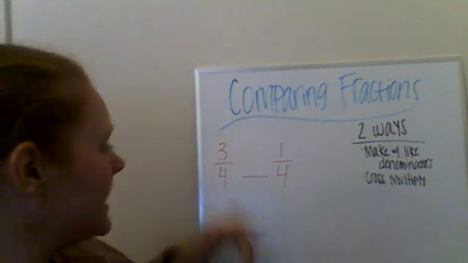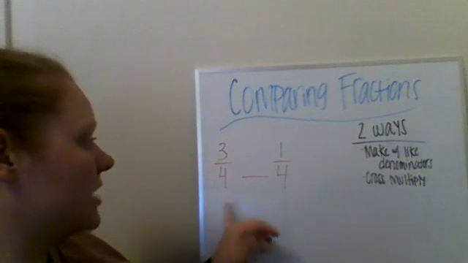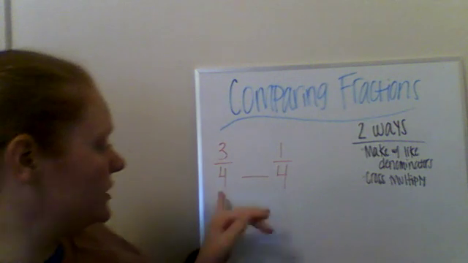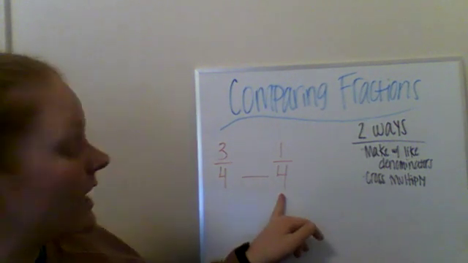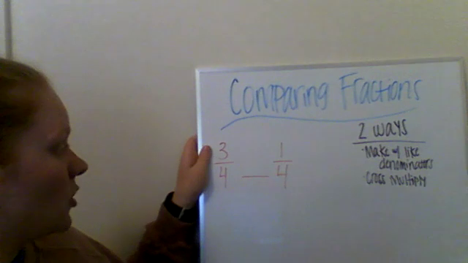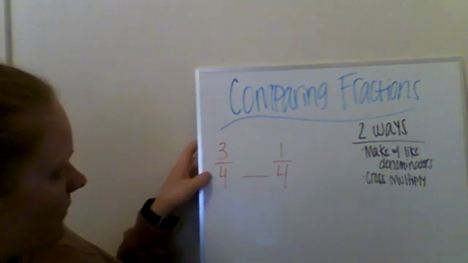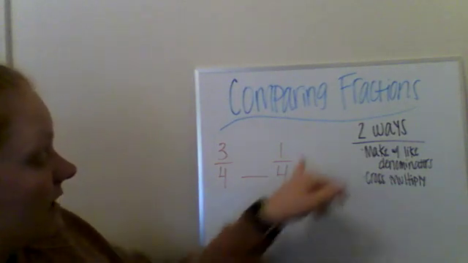When I have like denominators, I'm not going to look at the denominators because they have the same parts that you're looking at. Each of these fractions deals with fourths. So the part we're going to look at is the numerators, because the numerators are the ones that are different. Our first fraction is 3/4. My 3 is the numerator. My second fraction is 1/4.